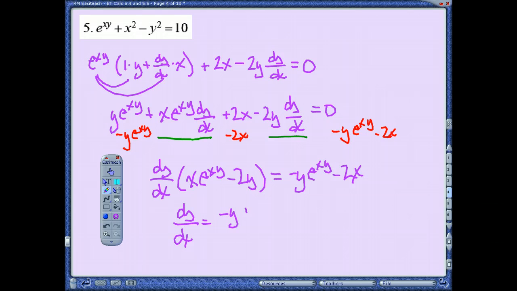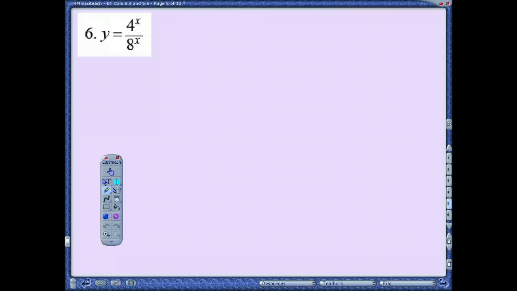So I end up with negative y e to the xy minus 2x all over x e to the xy minus 2y. Now if you decided to take your dy dx's to the right side, you are going to have the same answer, only you will have all positives on top. Your x e to the xy will be negative and your 2y will be positive. So if your signs are exactly the opposite as mine, you're perfectly fine. Don't panic. I know some of you love to panic.